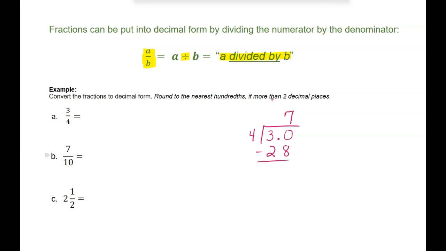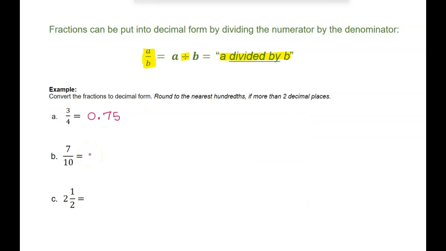We're going to subtract, of course, carry the 1 over. Let's have our 2. Now, another placeholder, and we'll bring that down. 4 goes into 20 5 times. Right? Now 5 times 4 is 20. And now 0 remainder. Now, see where we put our decimal? Of course, that's where the decimal goes in our answer. So 3/4 is 0.75. Let's look at this next one.